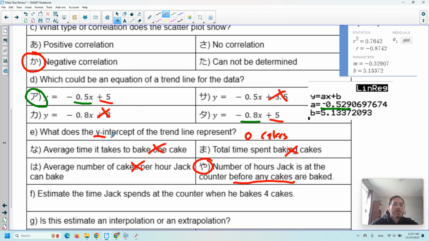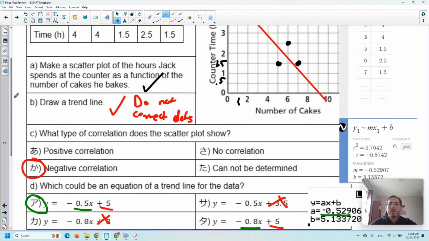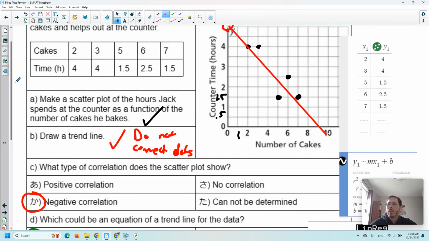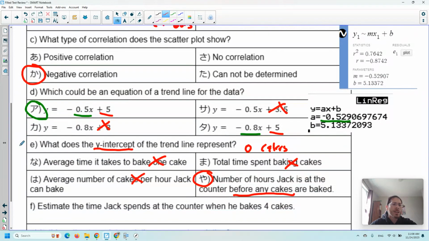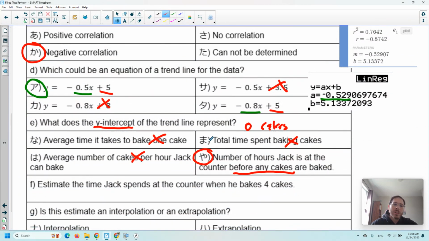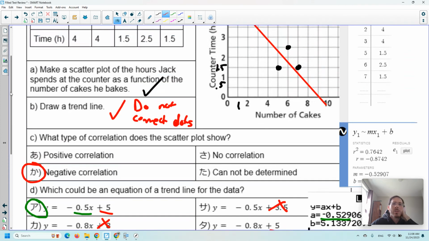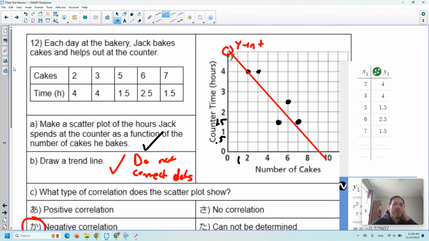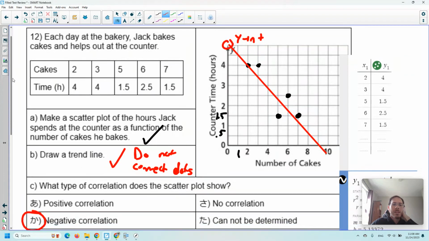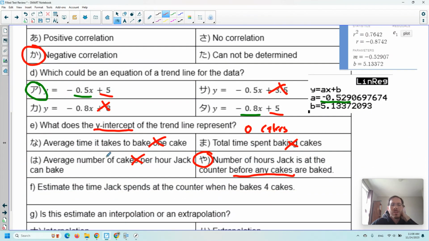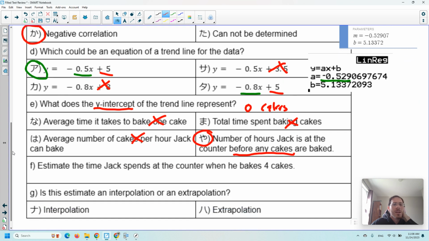All right. Total time spent baking cakes, that would just be the x's, I believe. Yeah. No, it'd be the... So you have to find out how many hours he works and subtract the counter time. So that one seems very complicated. Average number of cakes per hour would be the slope of the trend line. And then average time it takes to bake 1 cake, we don't actually know because it doesn't tell us how long he's actually baking cakes. So that would also not be true. So all these other ones are a little bit weird.